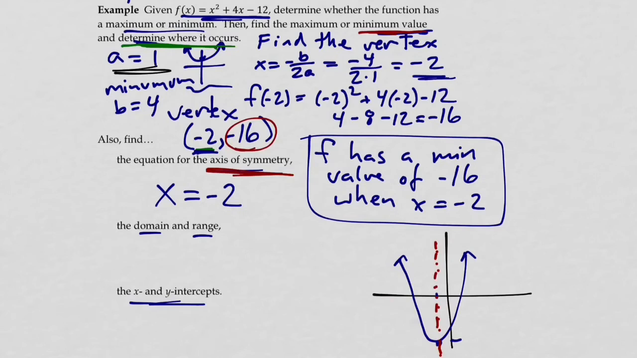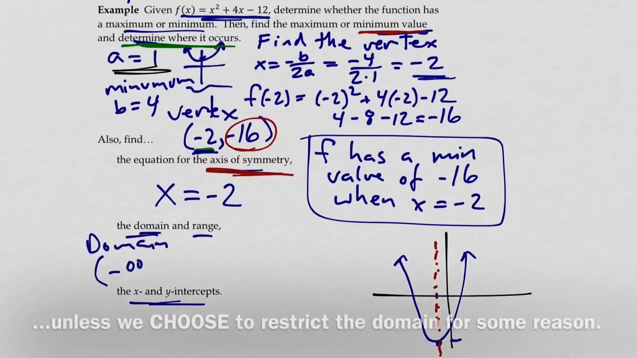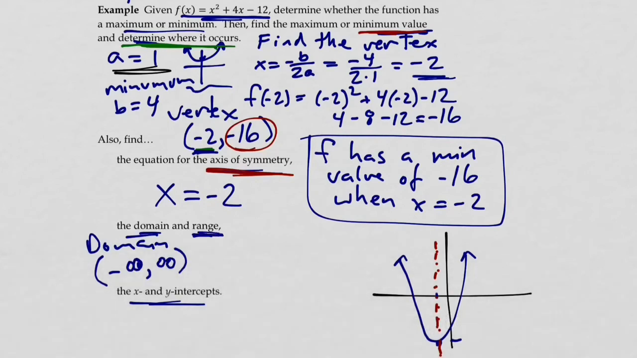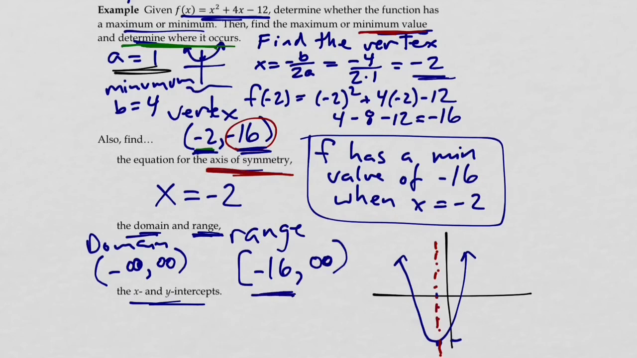Also, knowing the vertex, we can identify the domain and the range. The domain is pretty straightforward because the domain for every quadratic function is just going to be all real numbers, -infinity to infinity. The range, though, I do need the vertex. Knowing that -16 is a minimum value, the range is going to be from -16, including -16, to infinity. If this were a parabola that opened downward, the y-coordinate of the vertex would represent a maximum, and so -infinity to that maximum would be our range.